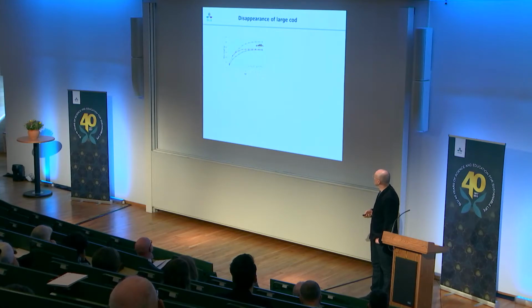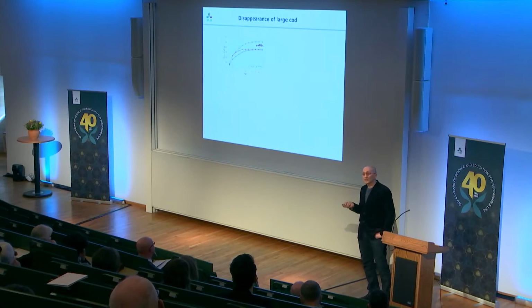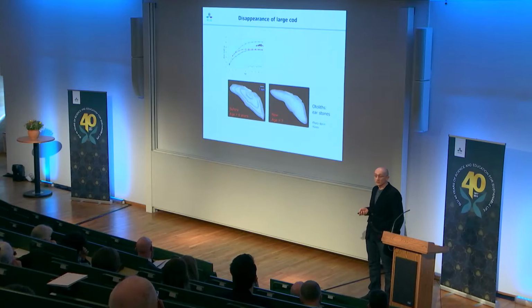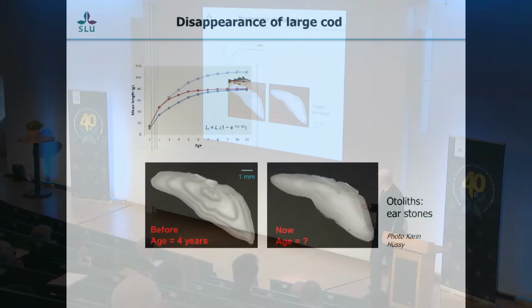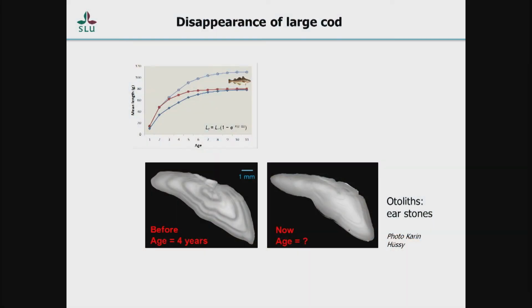The problem is that to estimate the age of these fish, usually we use what is called otoliths. I don't know if you are familiar with this. Otoliths are ear stones or ear bones that are in the head of each fish. So each fish has 3 pairs of ear bones, one on the right side and one on the left side. And we use these otoliths to estimate the age of the fish.